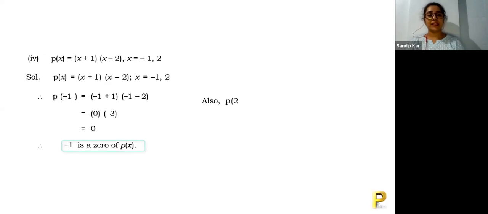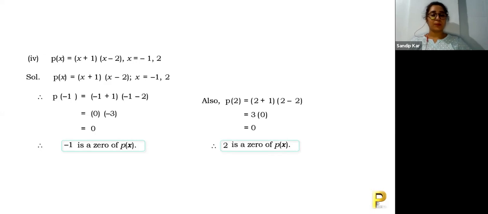So p of x is x plus 1, x minus 2. So let's put 2 in place of x. So 2 plus 1, and in the second bracket, 2 minus 2. So 3 into 0. Okay, the answer is 0. Therefore, 2 is also the 0 of the given polynomial. Okay, so I hope you have understood how you have to find the 0 of a polynomial. The last question on how to find the 0 of a polynomial.